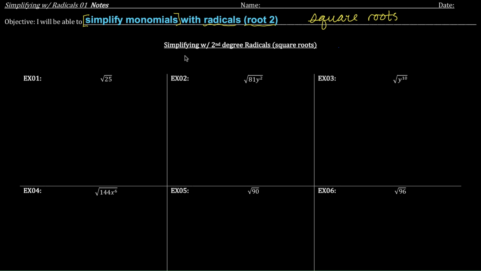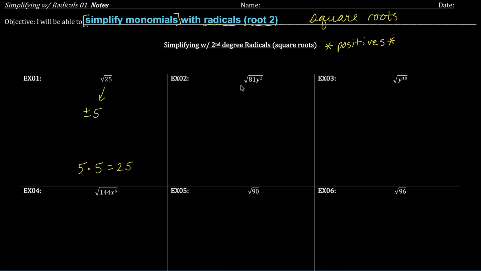Okay, so we have the square root of 25. We know that this is 5, right? Because 5 times 5 is 25. But remember, it's also negative 5, because negative 5 times negative 5 is positive 25. For our purposes today, we're just going to focus on the positive square roots.